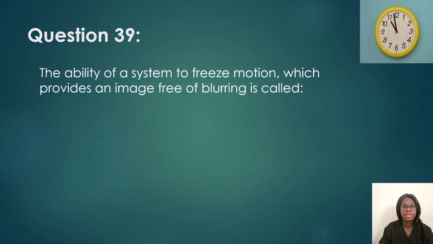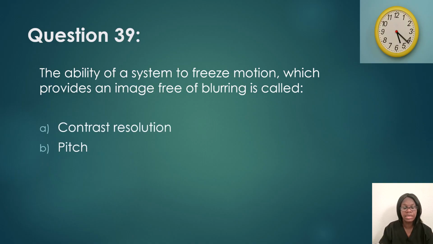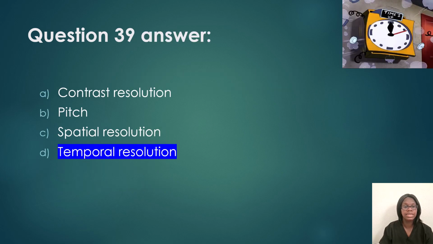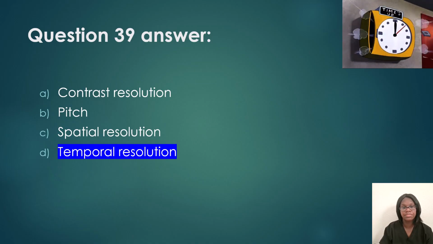Question 39. The ability of a system to freeze motion, which provides an image free of blurring, is called A, contrast resolution, B, pitch, C, spatial resolution, or D, temporal resolution. All right, the correct answer is D, temporal resolution.